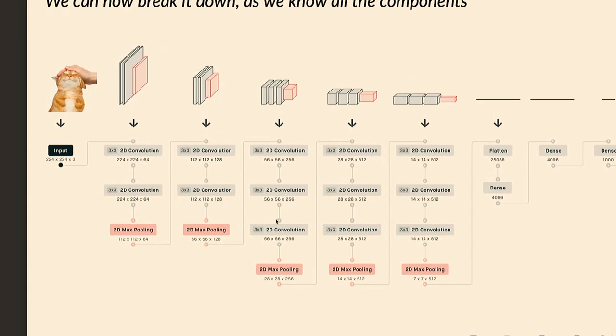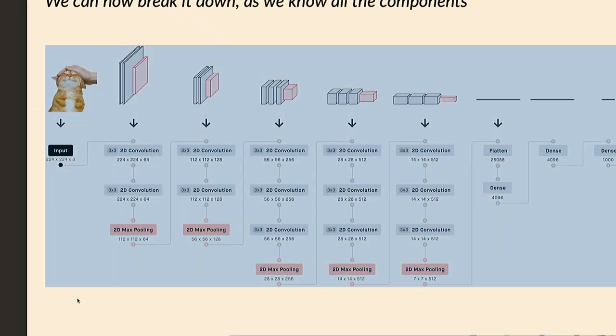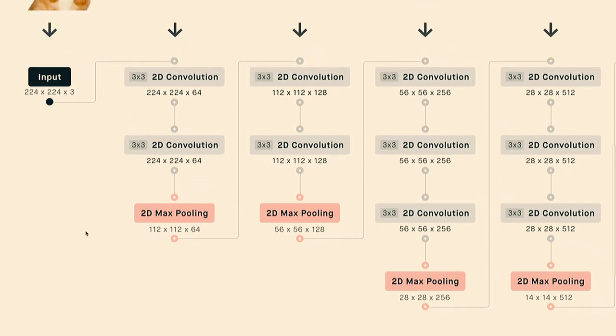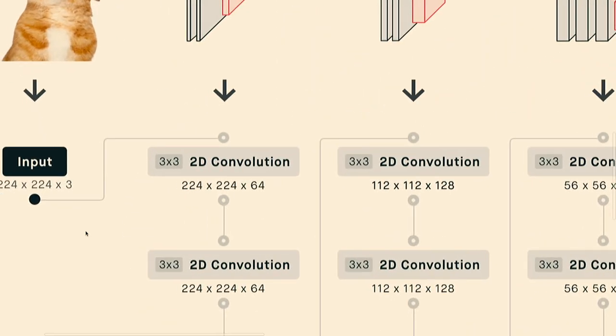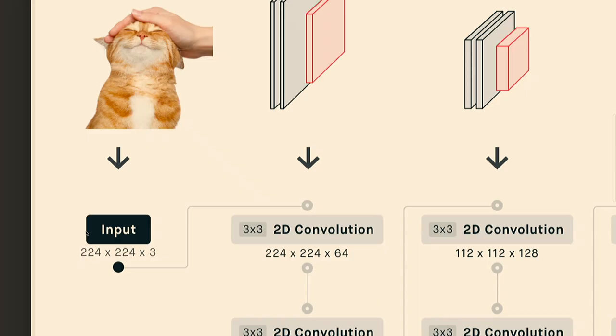Now let me increase the size, zoom in a bit here, and hopefully this makes things a bit more clear. So you just look at the inputs. The input, as I said, is 224 by 224 with 3 different channels, right? This is an RGB image. And then the first thing that you do is this convolution.